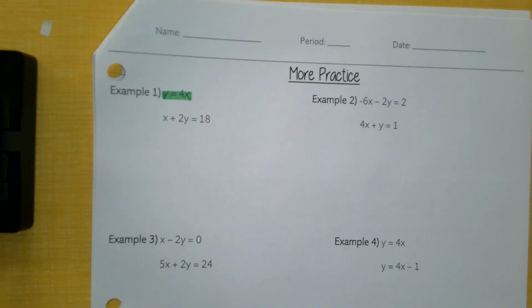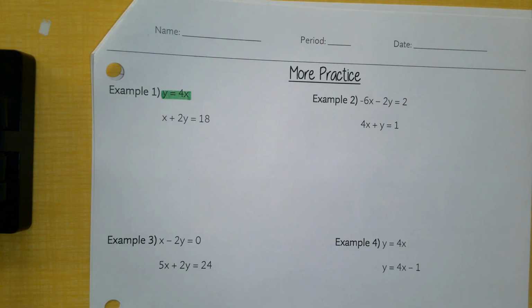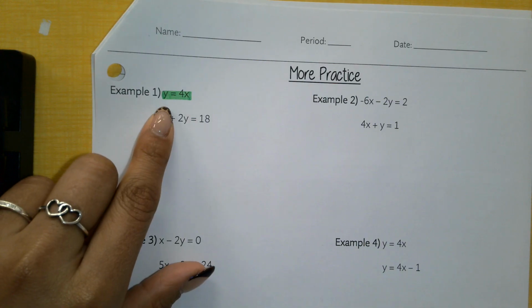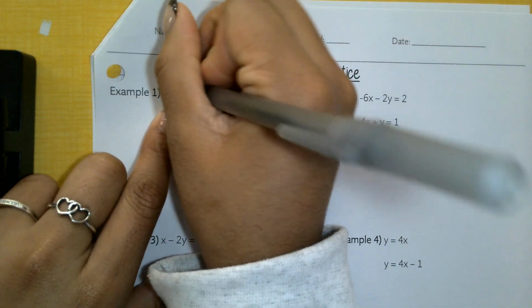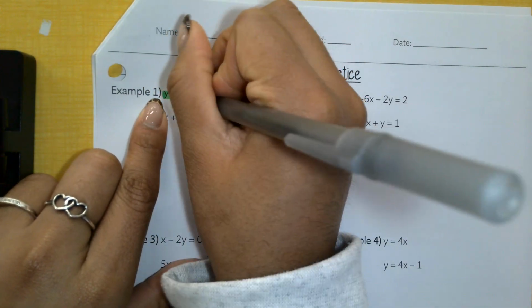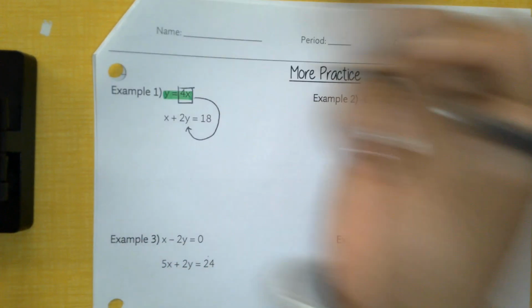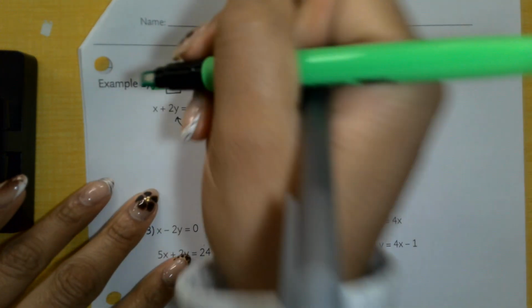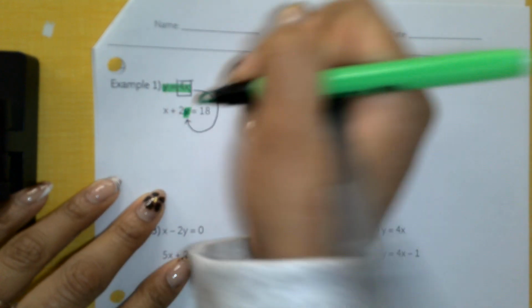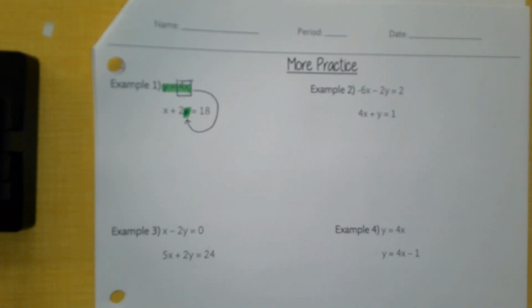So every time you start a problem like these, you want to make sure that one of your variables is solved for already. So that means you either want to have y equals or x equals, which in this case we do. We have y equals 4x. So that means I'm going to replace the y from the second equation with 4x. Again, you're replacing the y, so the y should not stay there at all. It should be replaced. That means it goes away.